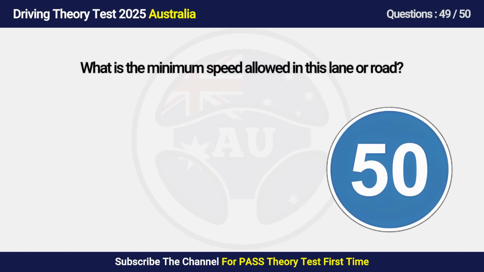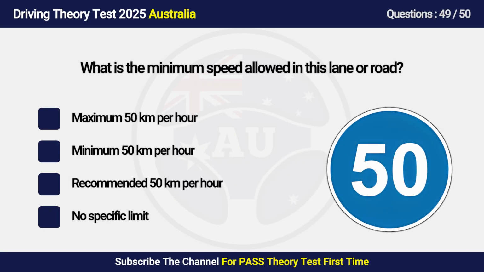Question 49. What is the minimum speed allowed in this lane or road? A, maximum 50 per hour, B, minimum 50 per hour, C, recommended 50 per hour, D, no specific limit.